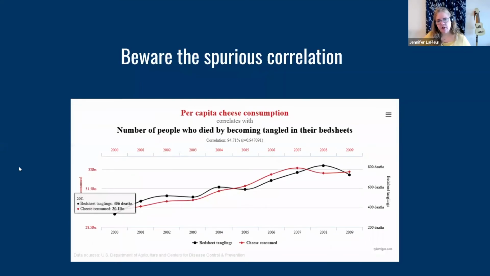Things that appear to be correlated might not actually make sense to be correlated. This is a website where this guy does all kinds of different spurious correlations. So it needs to not only be correlated, have a relationship, but it also needs to make sense.